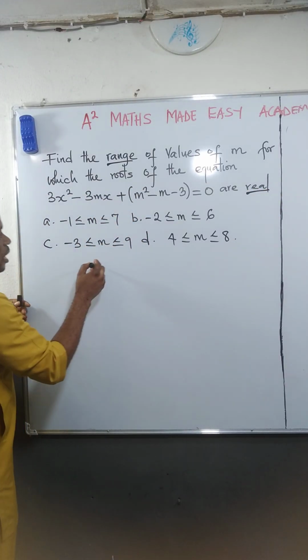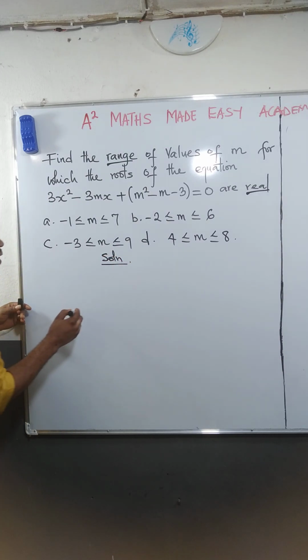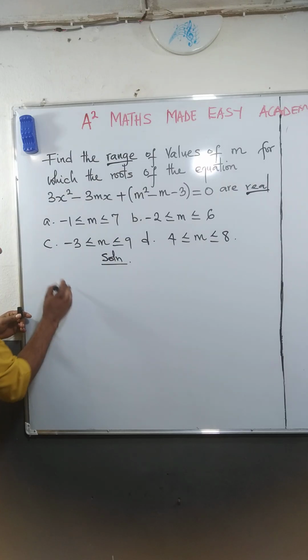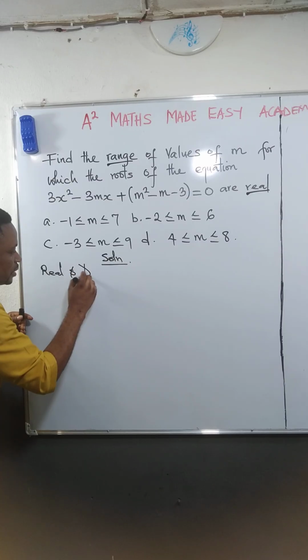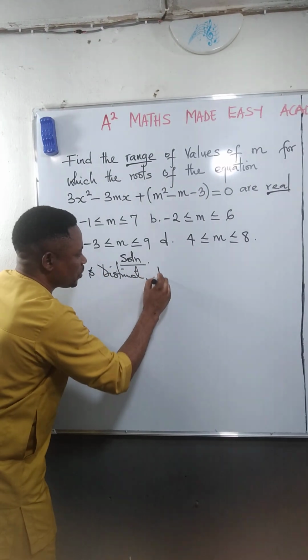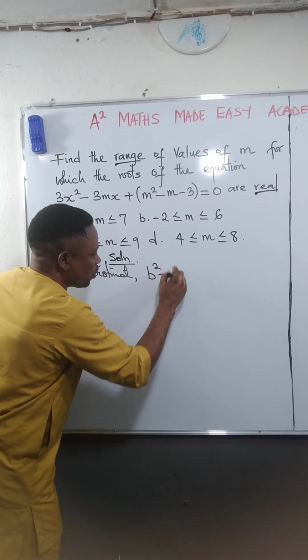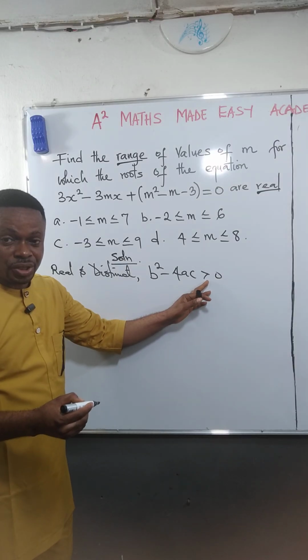Now what we are going to observe first of all is the formula for real and distinct roots under discriminant. Don't forget, if you are talking about real and distinct roots, we are meant to understand that the formula is b squared minus 4ac greater than 0. This one is in inequality form.